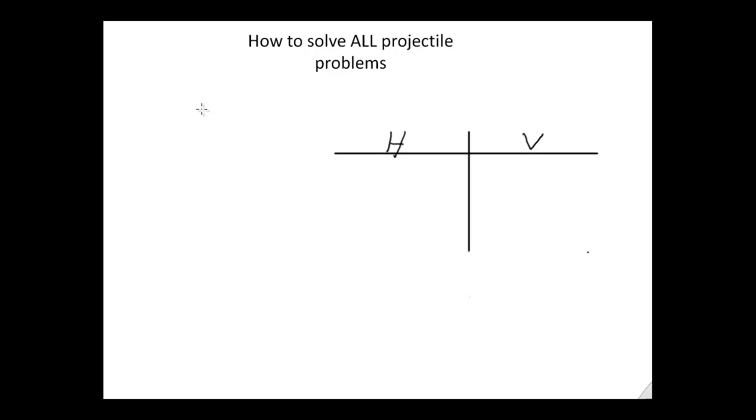In this video today, I'm going to show you how to solve all projectile problems. I don't believe that there are different kinds of projectile problems. I think they're all the same. They all have the same basic parts, and if you approach them all the same way, they really are very straightforward to solve. We've already learned about some of the concepts, so I'm not going to review that now.